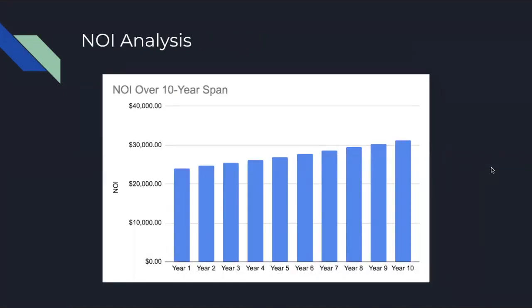We learned from our statistical analysis that the average NOI for a multifamily property in the Roanoke area is roughly $17,000, which is about 30% less than the NOI of our subject property, which, as you can see in the chart, is about $24,000. Now, as Kaylee mentioned earlier, with the assumption of a 3% inflation increase, the estimated NOI by year 10 is $31,000, which is a 24% increase from year one, which obviously means a good investment.